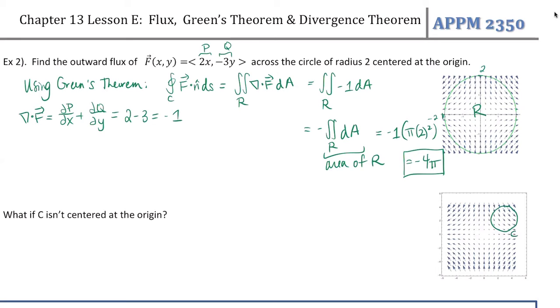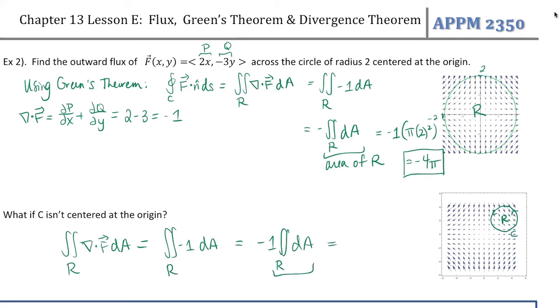For this particular vector field, this is my C. Because the divergence is constant everywhere, because it's negative 1 at any point, then I would get the exact same calculation. My R is now shifted over, it's right here, but I'm still going to get negative 1 dA, and so it's still just going to be negative 1 times the area of my region. In this case, it's just going to be negative 4 pi again if I keep the exact same circle of radius 2. So I get the same result in this case because the divergence is constant everywhere.